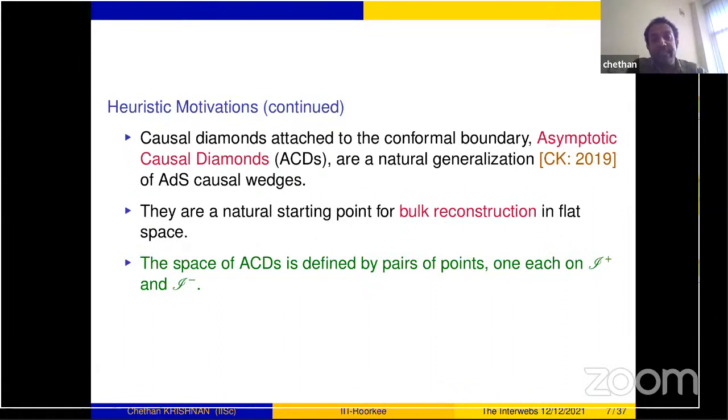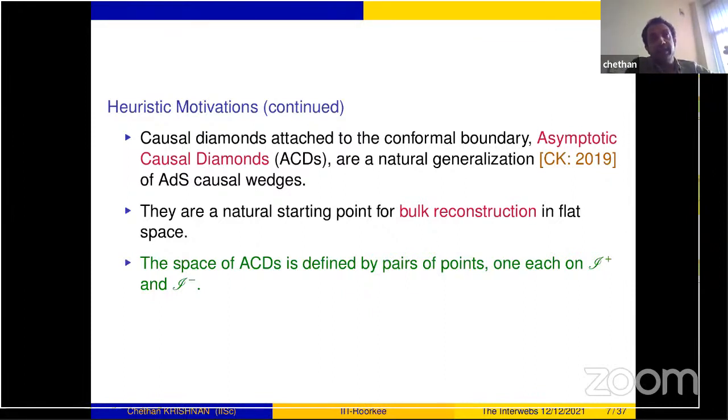And the space of ACDs is defined by a pair of points on 𝗧 plus and 𝗧 minus. In AdS, if you have two points on the boundary of AdS, which is basically two points on the boundary Minkowski space, then a causal diamond is defined on the boundary Minkowski space. This boundary causal diamond can be used for reconstructing the bulk causal wedge. That's the picture that you have in AdS.